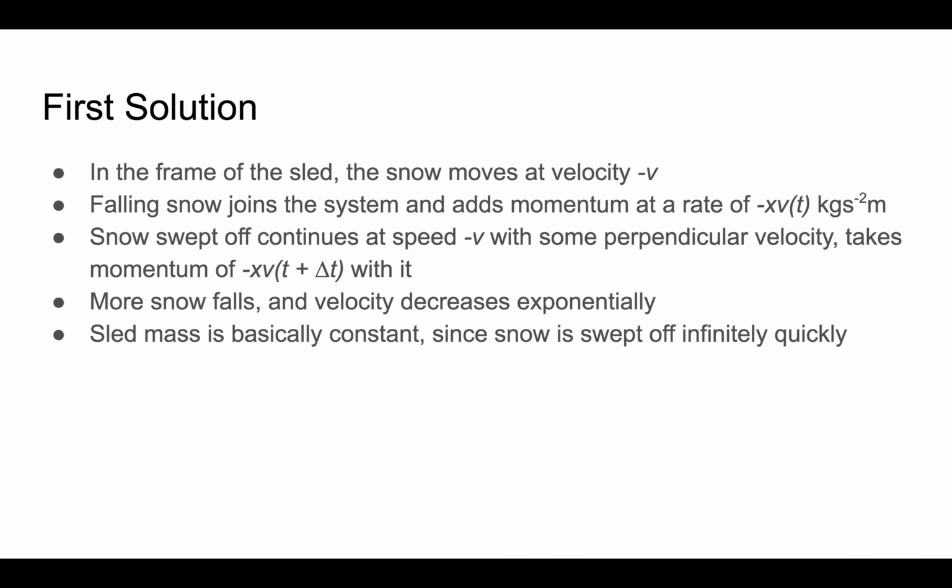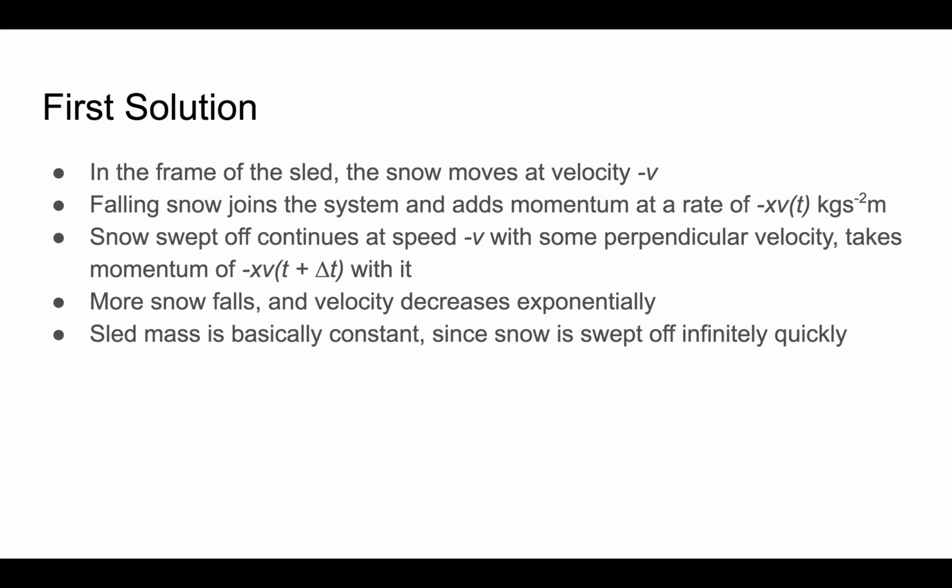Okay, let's talk about the first strategy. In the frame where the sled is stationary, we see the snow moving backwards at a speed of v, or moving at a speed of negative v, where v is the speed of the sled at any time. Note that I didn't say v naught, because the speed of the sled changes.